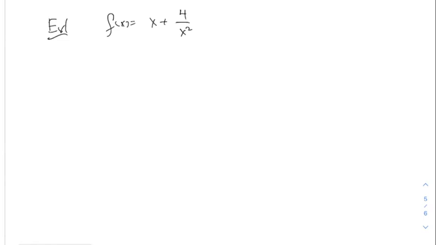You've got to take the derivative. How should I handle 4 over x squared when I do the derivative? Yeah, rewrite this as x plus 4x to the minus 2, and then take the derivative like that. So f prime of x is just going to be 1 minus 8x to the negative 3, right?